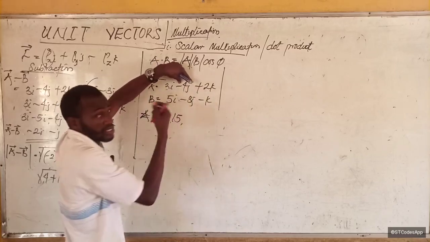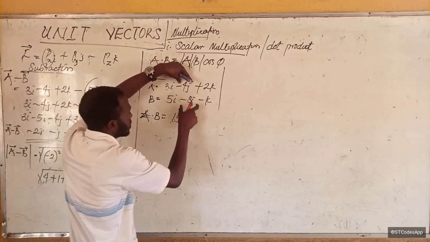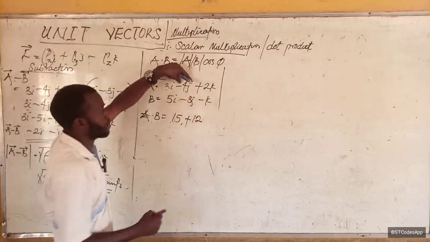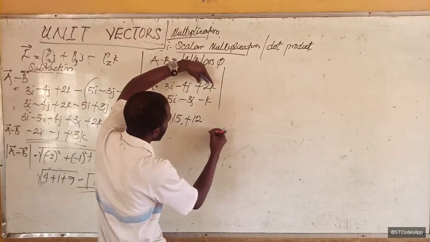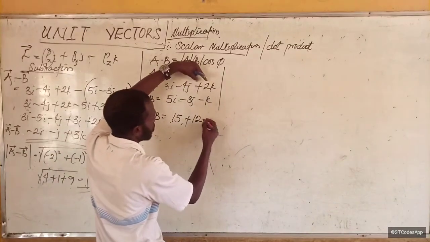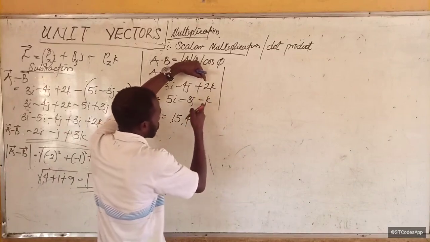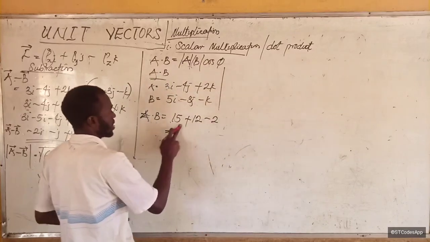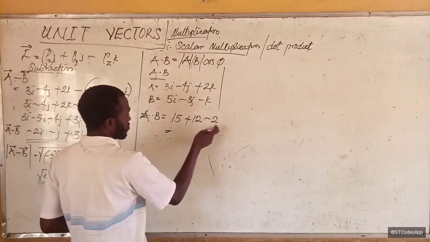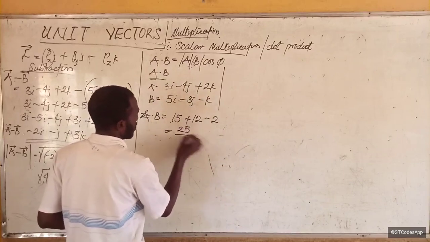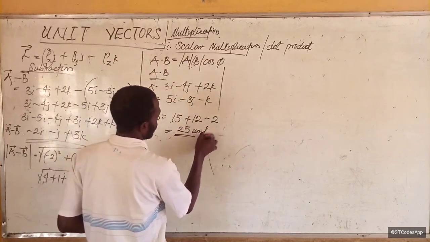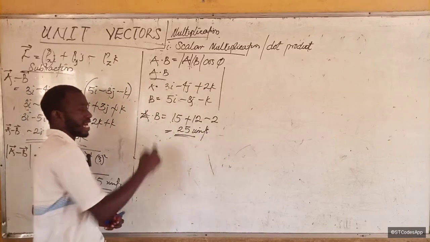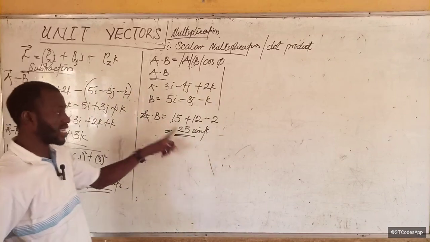If you do this times this, another 0. So you just say minus 4 times minus 3 will give you what? Plus 12. Then here, plus 2 times minus 1 will give you minus 2. And this will give you altogether 15 plus 12, 27 minus 2, that's 25. So you have 25 units. So that is the dot product of A and B. This is A dot B.